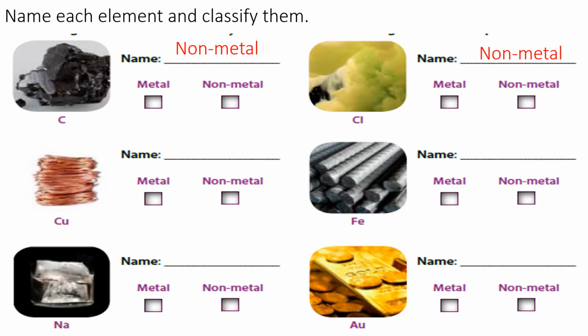You have your Cu, which is your copper. Copper is an example of your metal. Next, we have your Fe, or your iron. That's an example of your metal. Very good. Next, we have your Na or your sodium, which is an example of your metal. Very good. Au or gold is an example of your metal. Very good.